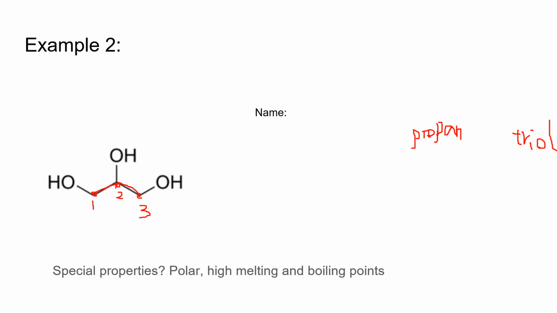And so they're located on carbons 1, 2, and 3. So it's propane-1,2,3-triol. And I think this is our final answer. By looking at this diagram again, we notice it's also a polar molecule, which means it also has the properties of high melting and boiling points.